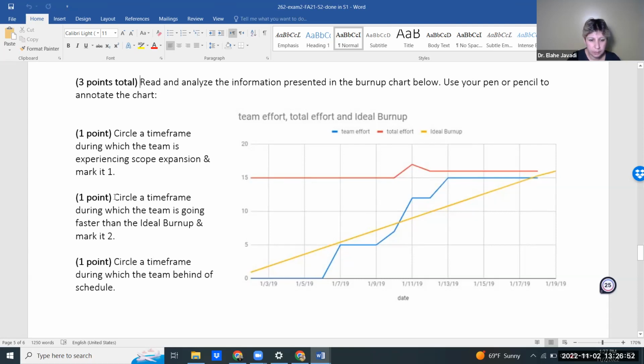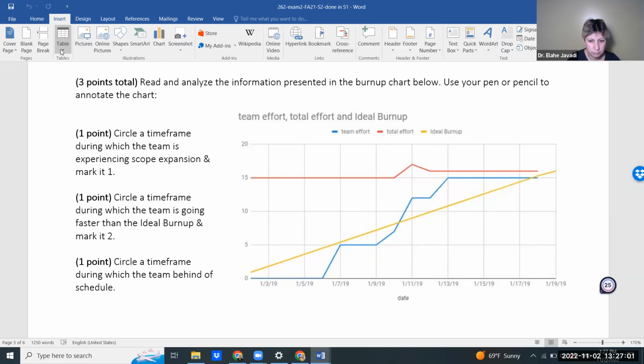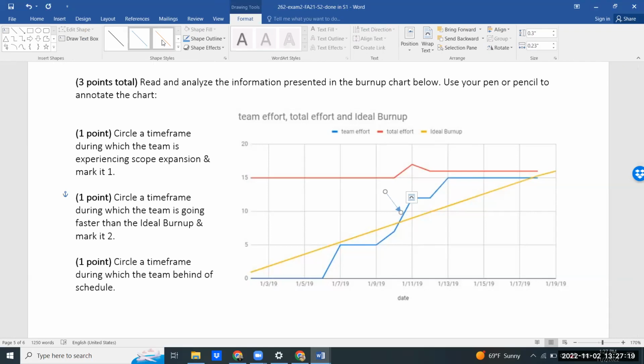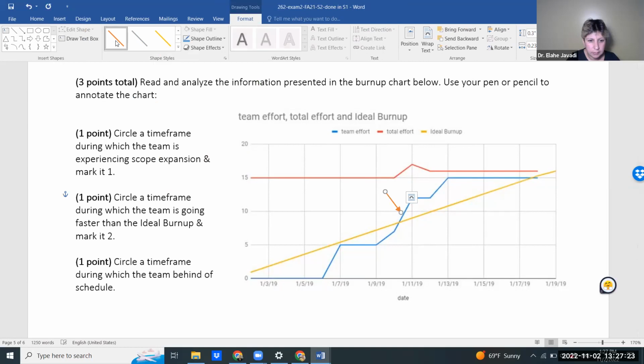I'm gonna go with the name after Brandon. Jacqueline, this question: time frame during which the team is going faster than ideal burn-off. Would that be the blue line on January 11th or the 13th? Exactly, here, 11 or 13th. Good job. Dustin, are you able to see that? Making sure everybody is able to read. Yes? Good.